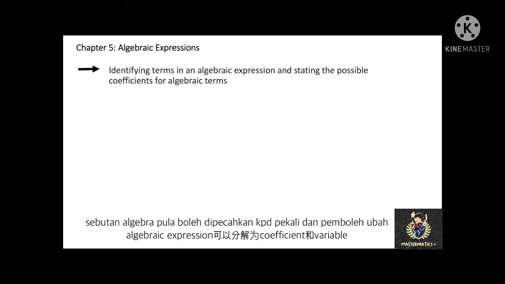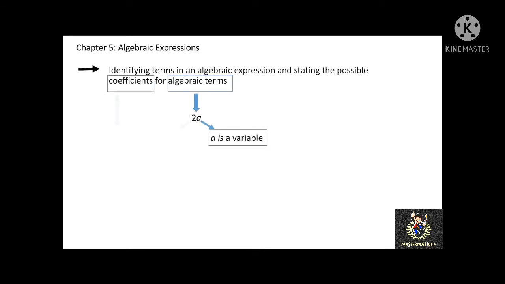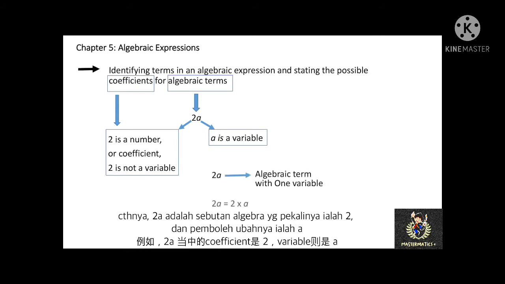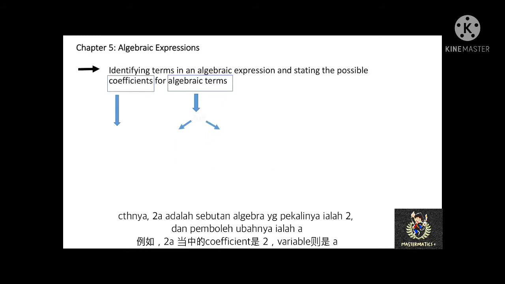Now, we can learn how to identify terms in an algebraic expression and state the possible coefficient for algebraic terms. For example, an algebraic term of 2a. In this term, 2 is a number which is also a coefficient. On the other hand, a is a variable. Therefore, 2a is an algebraic term with one variable. 2a equal to 2 times a.